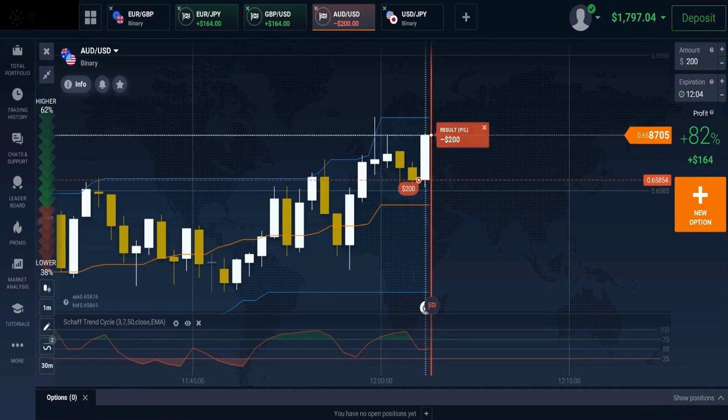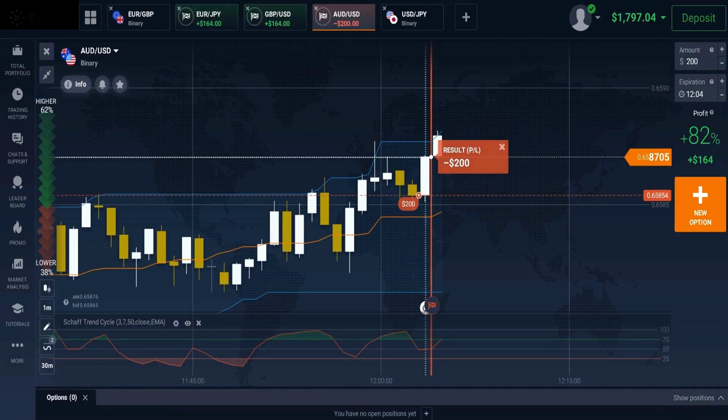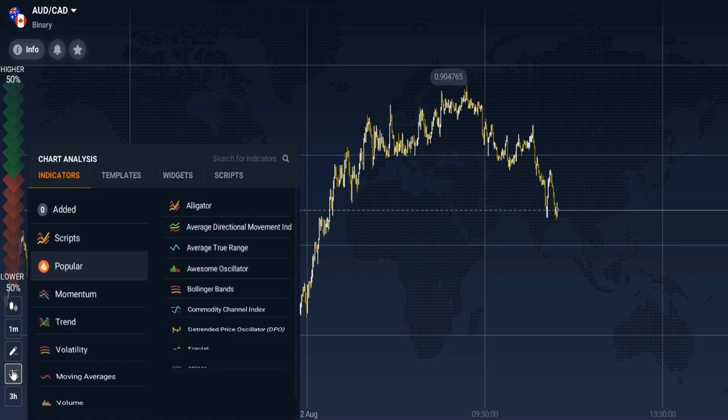Unfortunately, this time, the trade didn't go in our favor. We've experienced a loss, but here's the important part. This is completely normal in trading. All right, we'll now wait for the next perfect trade setup. But before that, let's quickly go over the settings of both indicators so you can set them up correctly.